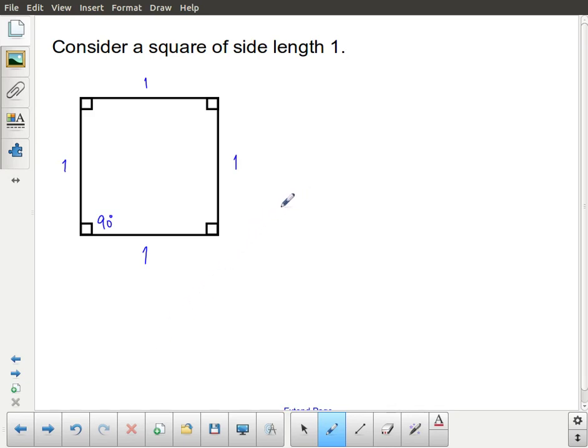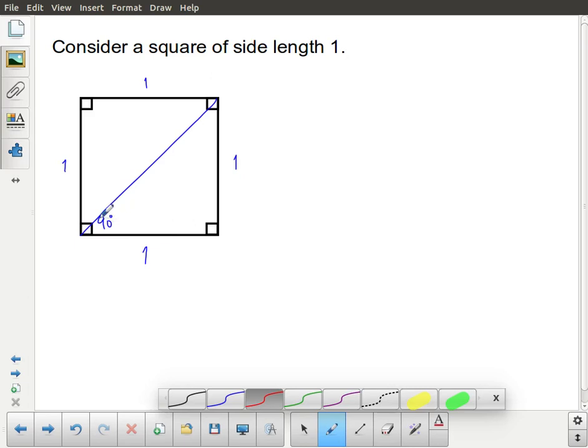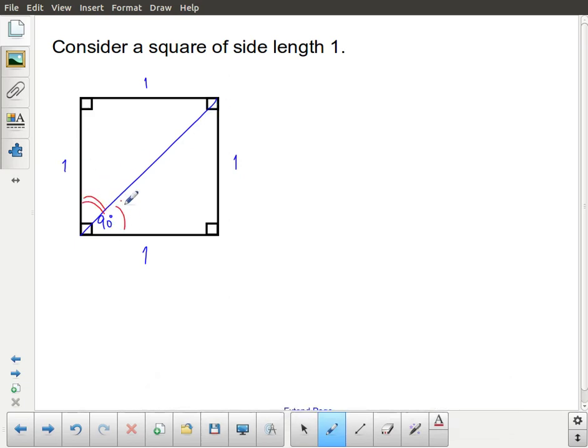Now in this case, what happens if I divide this square in two? So if I draw a diagonal line from corner to corner. Well, if I do that, what have I done to this 90-degree angle? Since the square has all equal sides and all equal angles, that means that what I've done is I've broken this into two 45-degree angles. And it turns out that I've done the same thing up here, that these are also 45-degree angles.